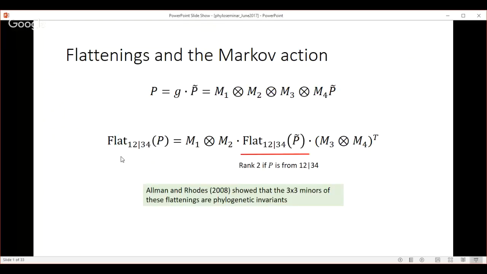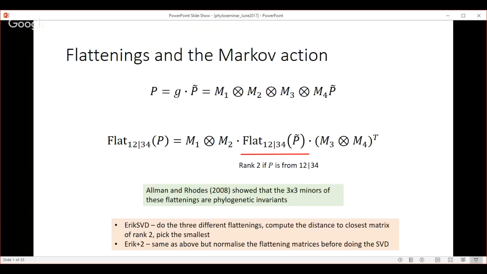Elizabeth and John used this idea to show that this is a great way to get some phylogenetic invariants. If you compute the minors of these flattenings, they're going to be polynomials that evaluate to zero on particular choices of tree. That idea was then picked up by Erickson, to make a phylogenetic method that's explicitly based on looking for something as close as possible to rank 2. Marta Casanellas and Jesus Fernandez-Sanchez followed up on Erickson's idea and modified it a little, with quite nice results in the four-state case. I'll come back to those methods a bit later on.